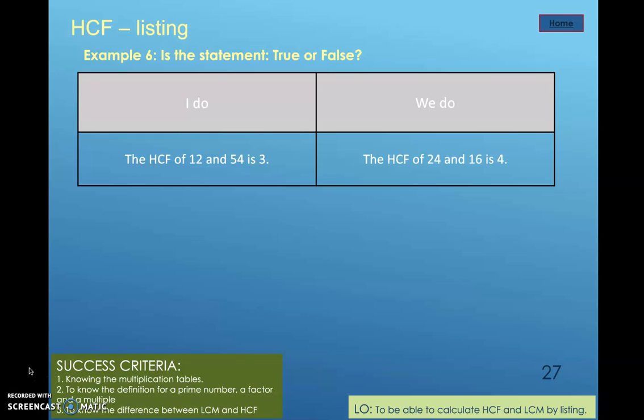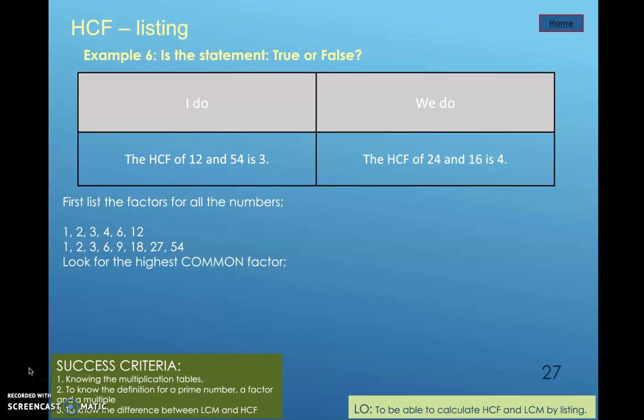And again, just like last lesson, now we're looking at using this skill in a slightly different context. So we're told that the highest common factor of 12 and 54 is 3. Let's test that. So we'll list the factors for 12 and 54. We'll look for the highest common factor. We can see that 6 is in both lists, and it's larger than 3. So our highest common factor is 6. So the statement is false.